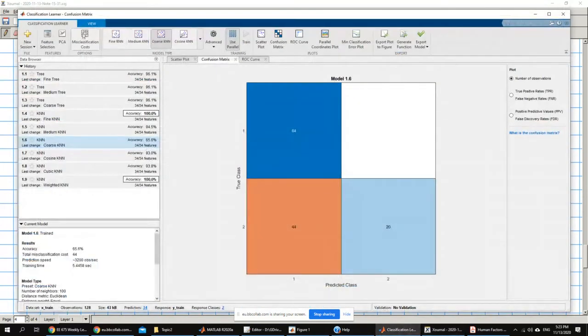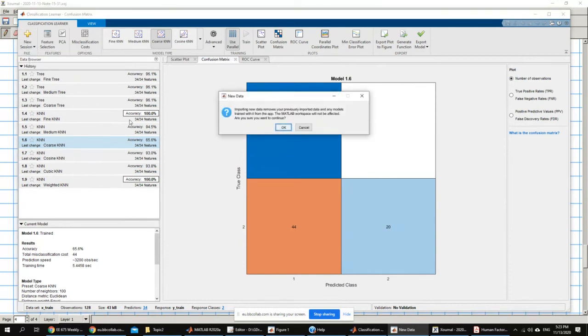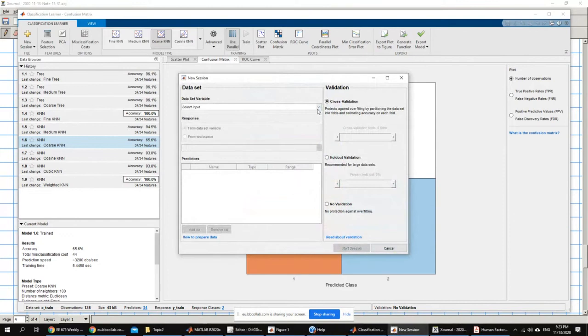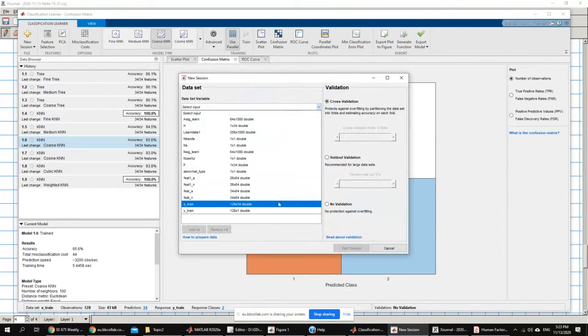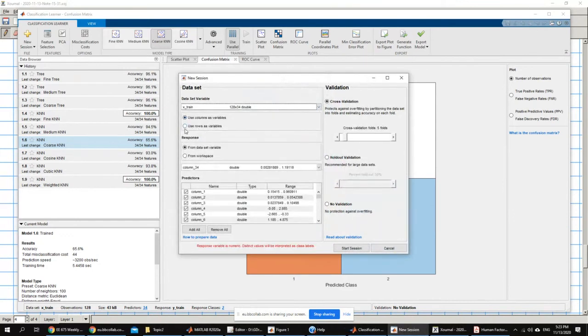Let's try that. You can try that now because when we opened the session, we chose that we don't have any validation. We're not going to apply any validation. So I'm going to try another one, using a new session. Whenever you have a new session, you close and remove all the previous session. I'm going to start again here by choosing the first variable, the X variable, and then choose the Y here.